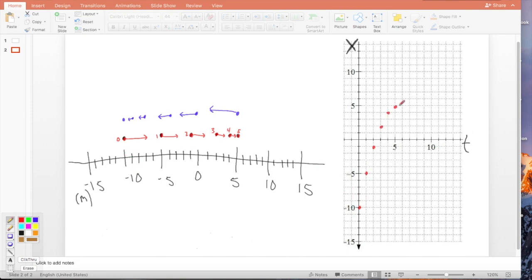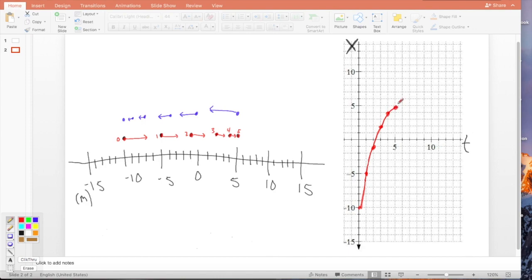Okay, so you can see that I've graphed the points for the red object. And you can see, I think, very clearly that this does not make a straight line. It makes a curve. So this is not linear. And that is because for a position time graph for an accelerated object, the data will yield a curve. So I'm going to try to draw this curve here.